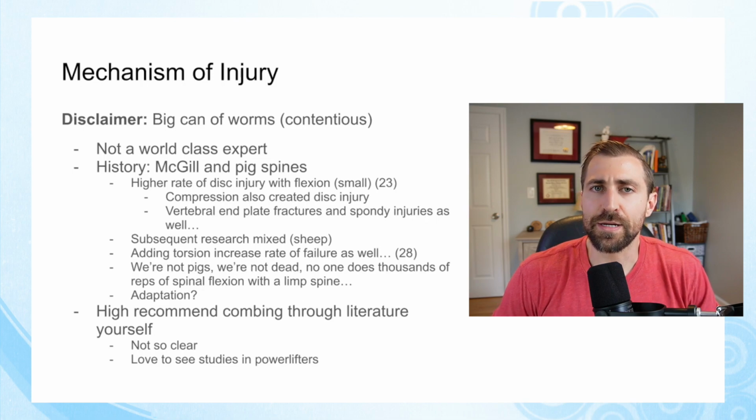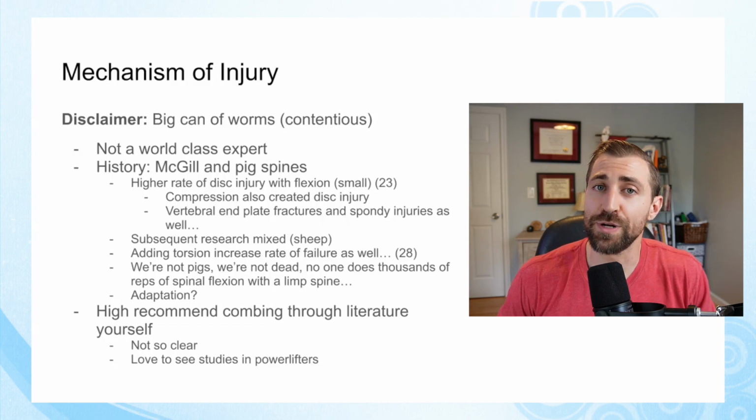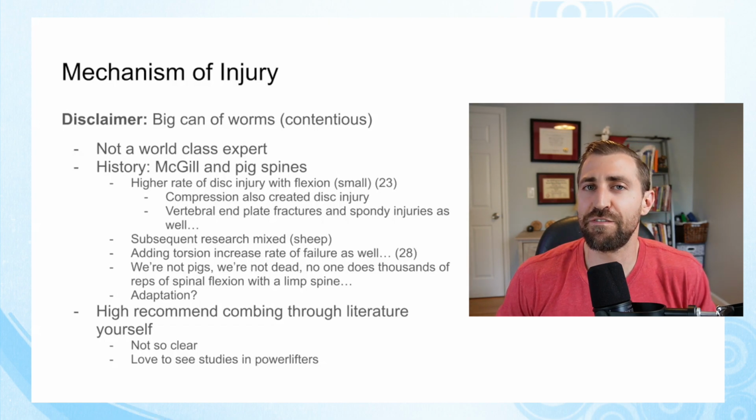And here's the thing, I purposely didn't really delve into the medical literature for quite a period of time about spinal flexion causing injury because it's just a huge can of worms. But I do want to give you the history, right? If you're not really up to date. And I also recommend you go back and read some of the literature. Just try to figure out for yourself whether or not spinal flexion or spinal flexion under load is actually dangerous.